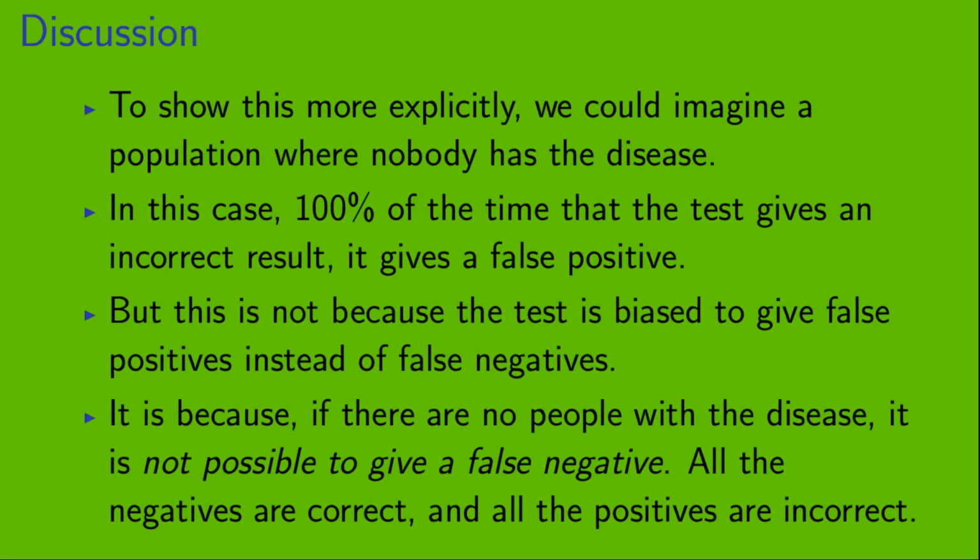To show this more explicitly, we could imagine a population where nobody has the disease. In this case, 100% of the time that the test gives an incorrect result, it gives a false positive. But this is not because the test is biased to give false positives instead of false negatives. It is because if there are no people with the disease, it is not possible to give a false negative. All the negatives are correct, and all the positives are incorrect.